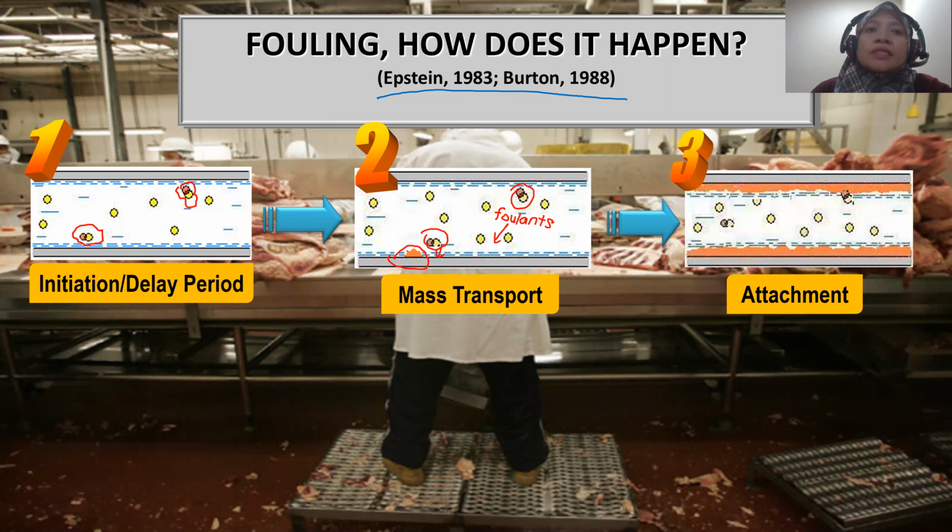Then the foulants that have arrived to the surface will stick on the surface or react to form a layer of fouling deposit. At this stage, the equipment surface characteristics may influence the rate of deposition. For example, rough surface and high surface energy will increase the rate of deposition.